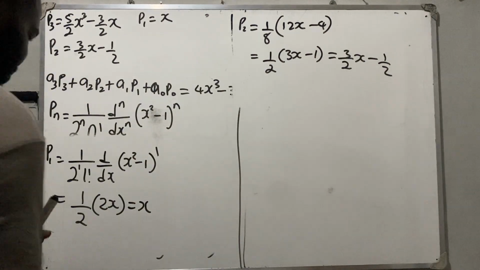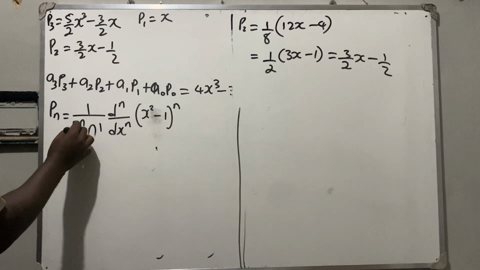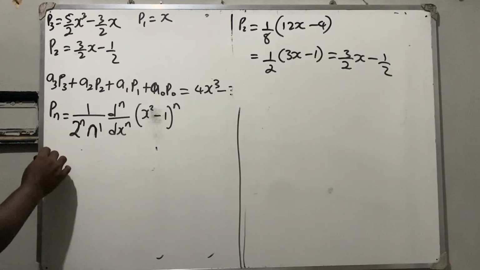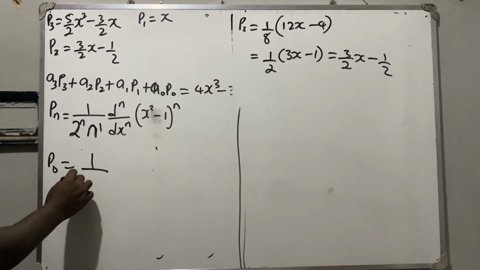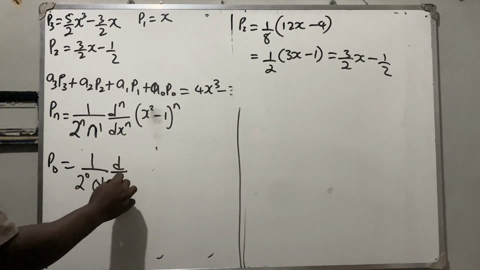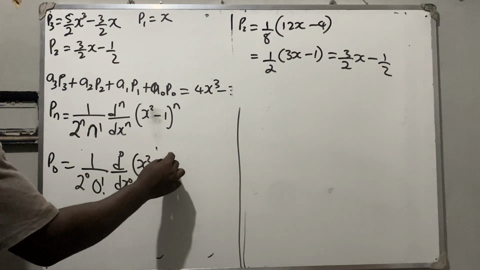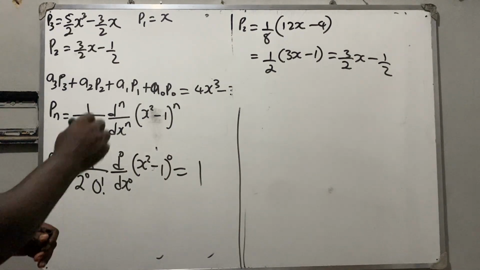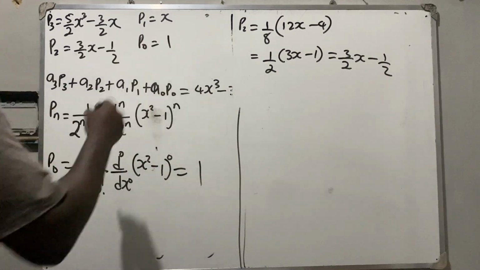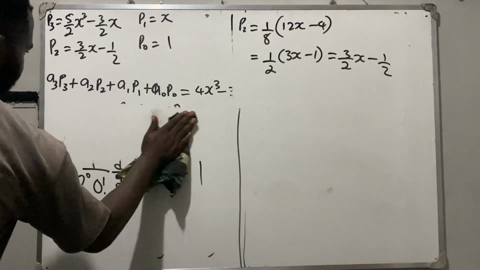So let's check our P0. So our P0 will now be 1 over 2 raised to power 0, 0 factorial, d over dx, 0 here, into x squared minus 1 raised to power 0. And everything here will give me 1. So our P0 is equal to 1. So let us now equate it. If we equate it, we'll now get our final answer.